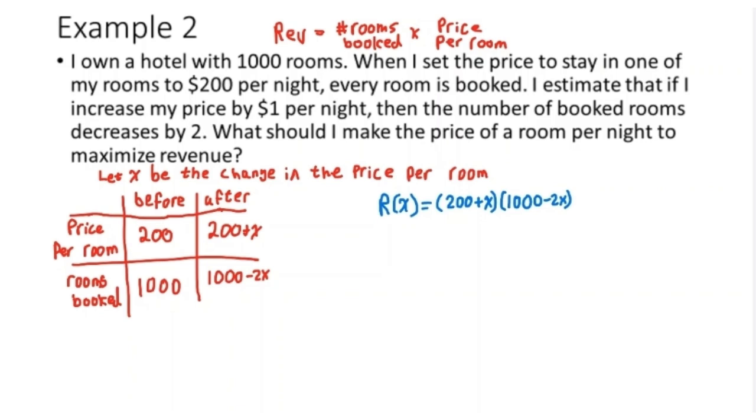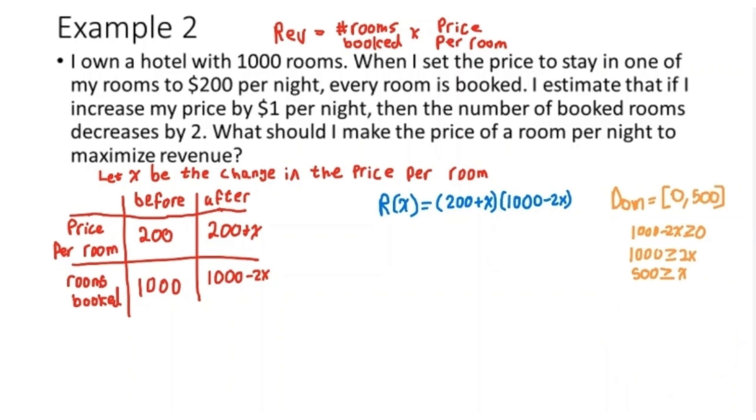Now let's find the domain of our revenue function. To start, I could not change the price at all. So the lower bound of the domain would be 0. As for the upper bound, I cannot increase it so high that I stop booking rooms, because once I stop booking rooms, my revenue will just be 0. So my revenue function only makes sense while the number of rooms booked is greater than or equal to 0. If we solve this inequality, we get that X has to be less than or equal to 500. So the largest value I can make X is 500.